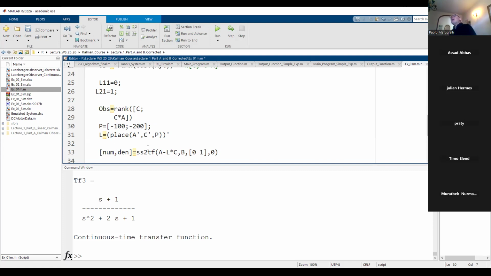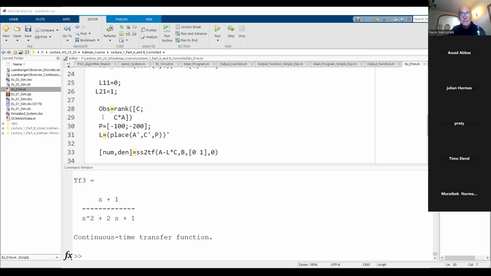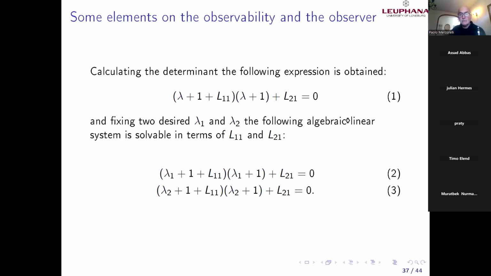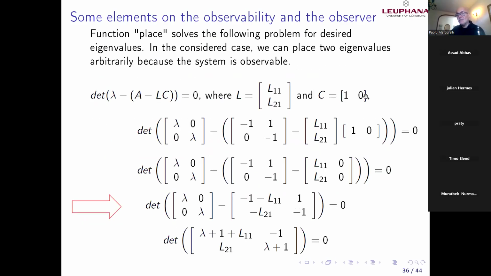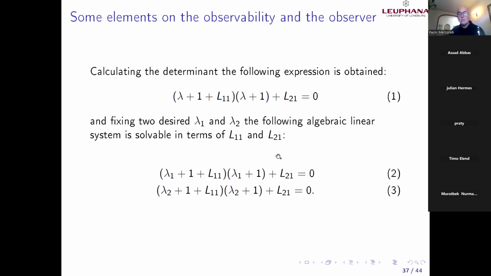Do you remember? I told you I need to calculate L11, L21, solving an algebraic system. Which one? This was 1,0. Using this calculation, I will obtain at the end equations 2 and 3, which represent an algebraic system in the variables L11, L21. Lambda 1 and lambda 2 are fixed. It's exactly 100, 200 in this case.